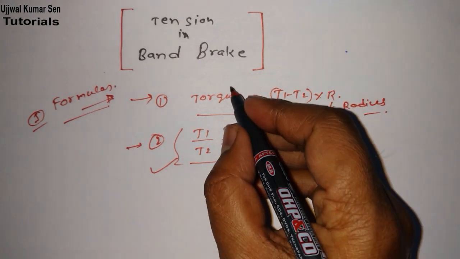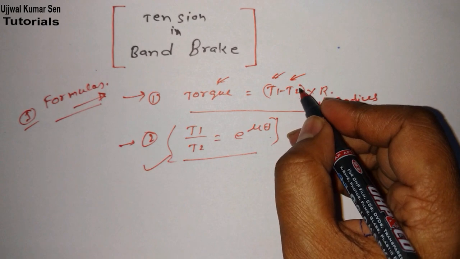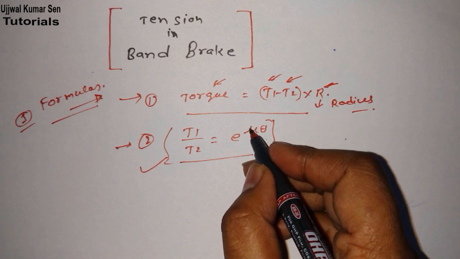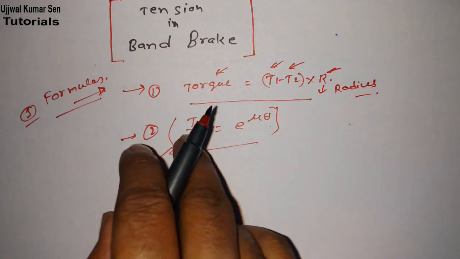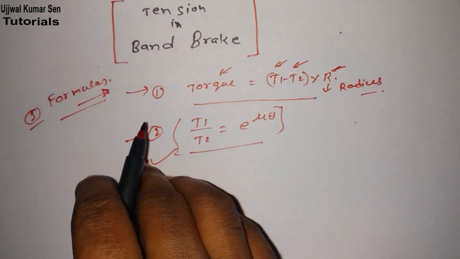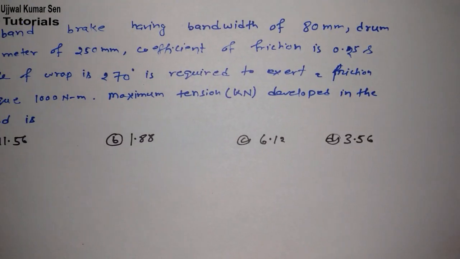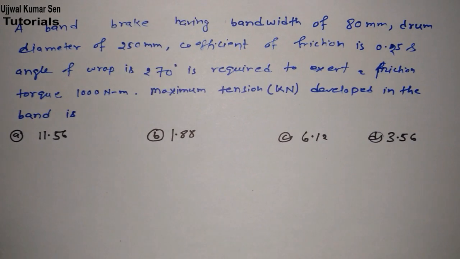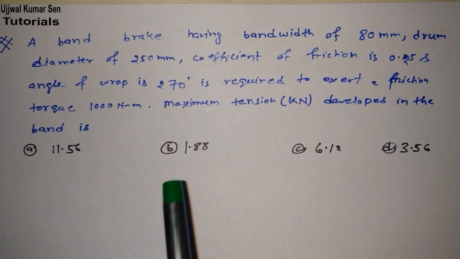So let me share what this is basically. This is torque, T1 is the tension on the tight side, T2 is the tension on the slack side, and R is the radius. Here also the same T1 and T2, mu is the coefficient of friction and theta is the angle. These are the two important formulas of band brake, right? Now let's go for the question which has been asked in a previous year GATE. The question is right now in front of you. I hope you can read it. So let's read the question and of course solve the problem, right?